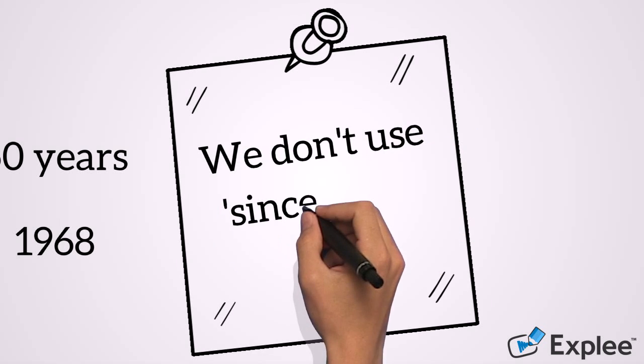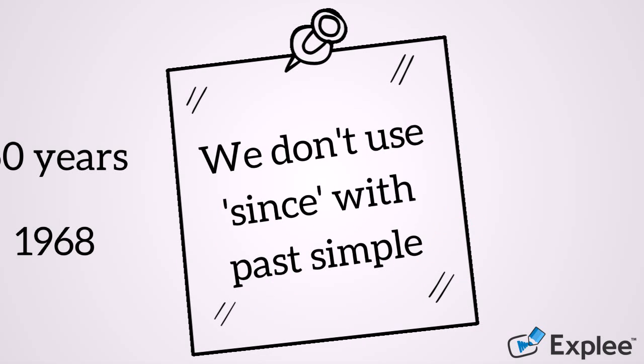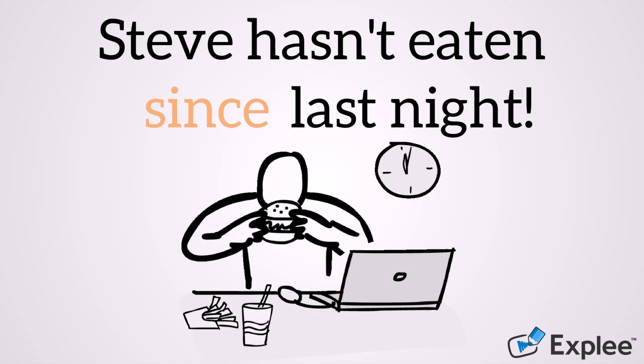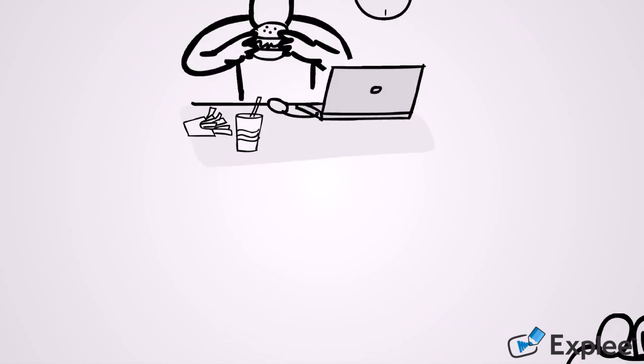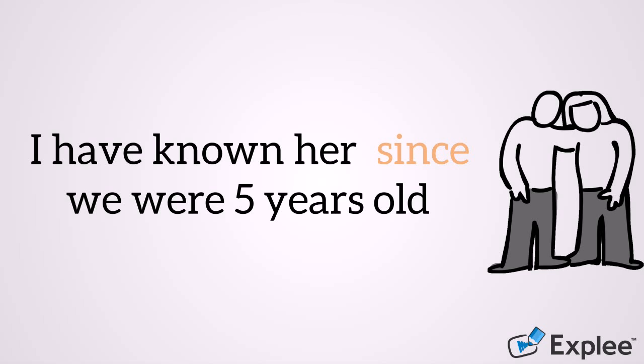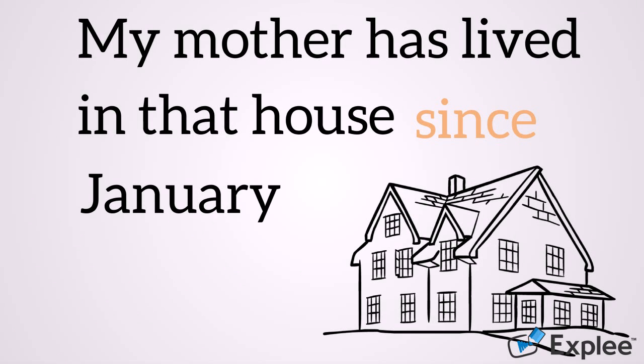Note, we don't use since with the past simple. Now look at these examples of since with the present perfect. Steve hasn't eaten since last night. I have known her since we were 5 years old. My mother has lived in that house since January.